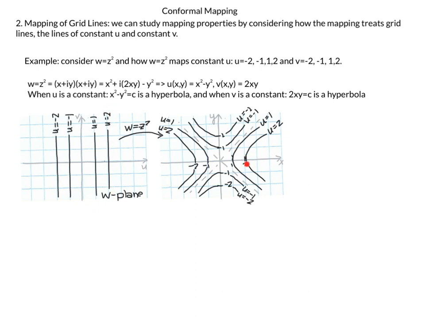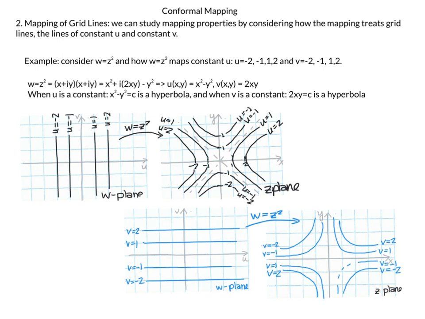I think in your book, they labeled the axis, so they labeled this part of the axis 1 and this part of the axis 2. They're labeling the graph, not the axis. For u equals negative 1, this line becomes this hyperbola, and u equals negative 2 becomes this hyperbola. These gray dotted lines just help me draw the hyperbola. So this is how w equals z squared takes these lines where u, the real part of the function, is constant, and maps them over into the z-plane.